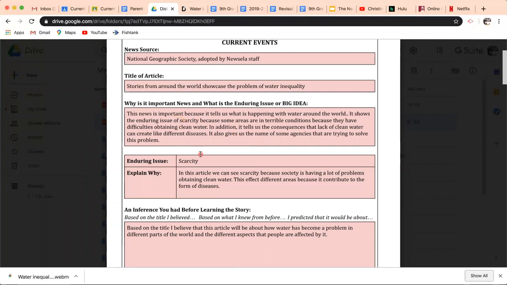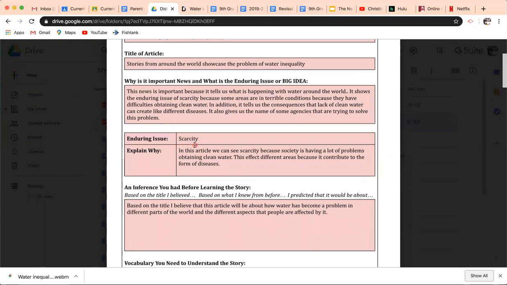Don't just say it's important because we need to know about it. I want you to really think about why this article is important. All the articles I give you, I think it is something that you should know about that is going on in the world, okay? You need to put your enduring issue.